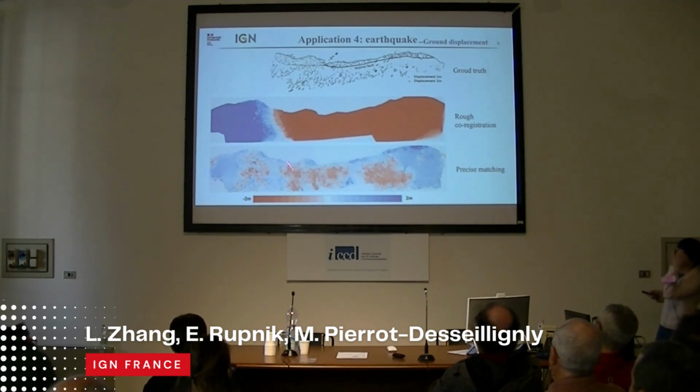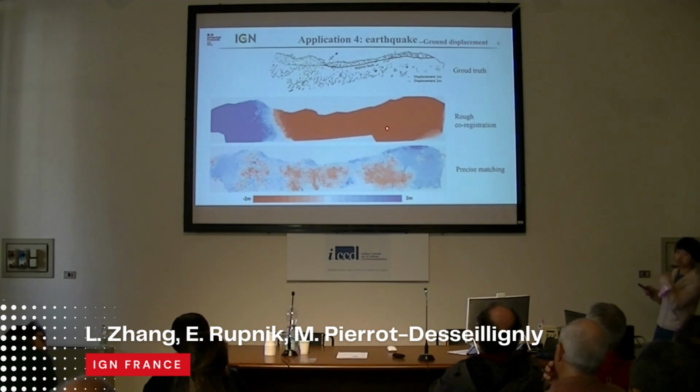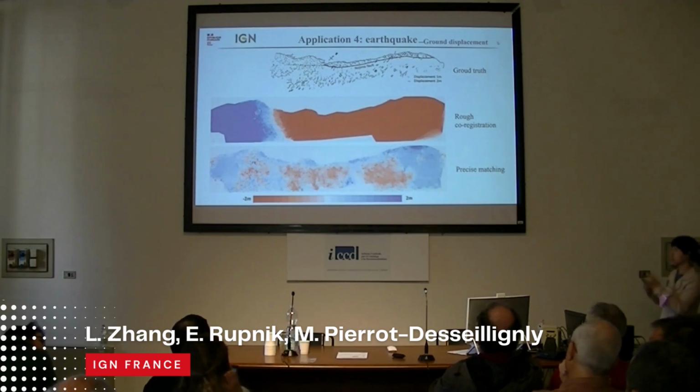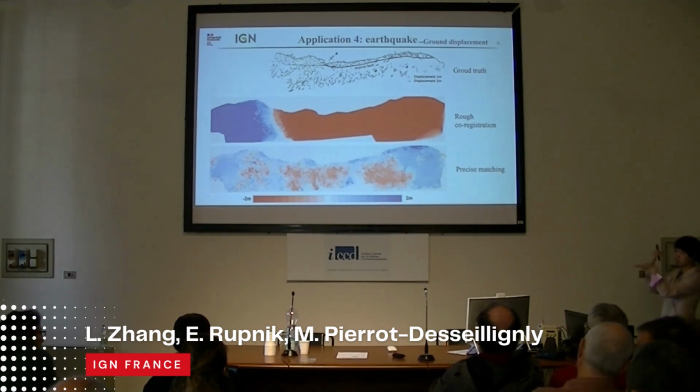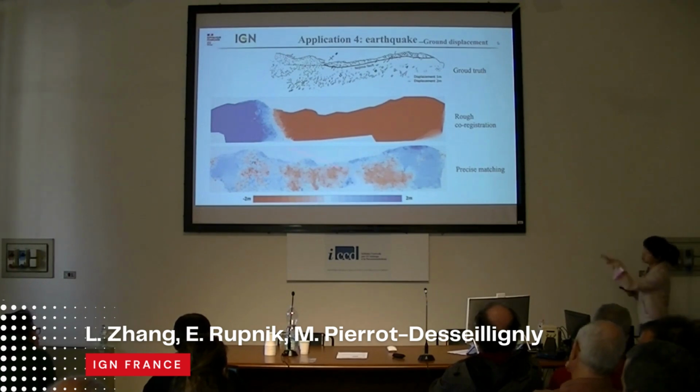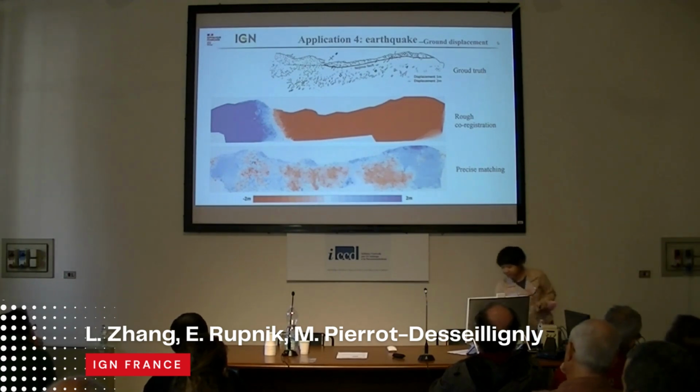These colors changing from red to blue represents the ground displacement changing from minus 2 meters to 2 meters. As we can see, the rough matching failed to detect the signal because we need a very precise result to recover the signal. But after the precise matching, we can see this blue signal, which means this way of ground displacement, and in the lower part is the opposite direction, which means the signal is well detected.